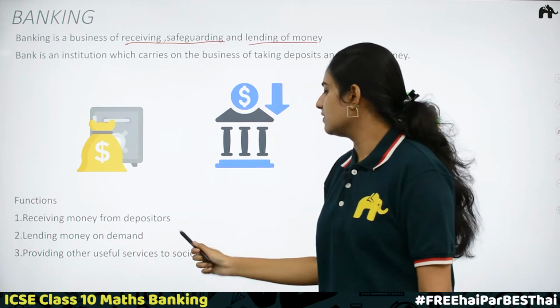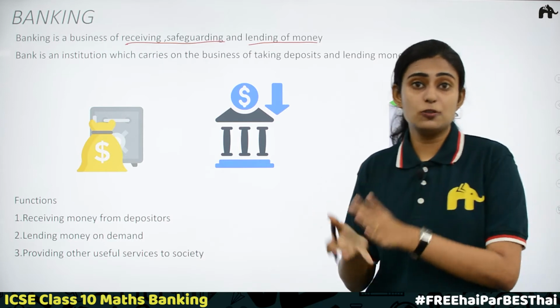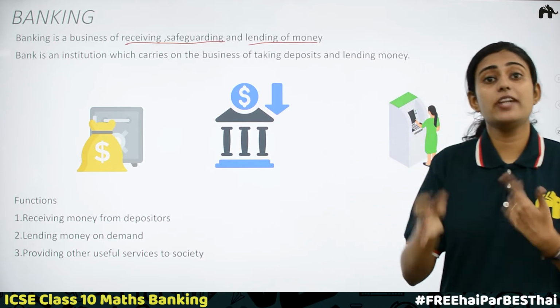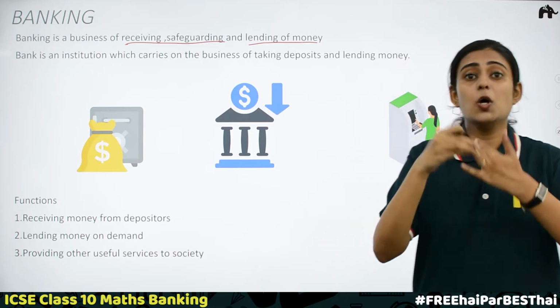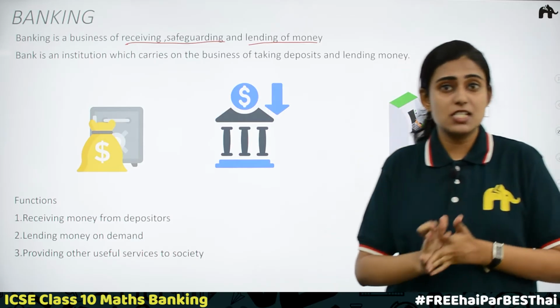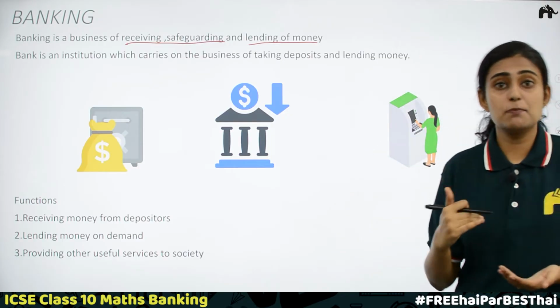providing other useful services to society, which includes this: if you want to pay the school fees, you can do net banking. Then you will be getting many loans. You have heard of car loans, home loans or loans for some business purpose. You can get many loans from a bank. These are the useful services that a bank provides us.